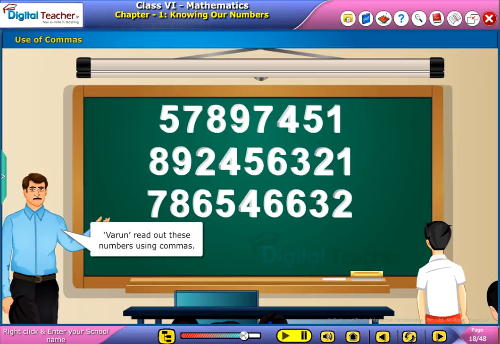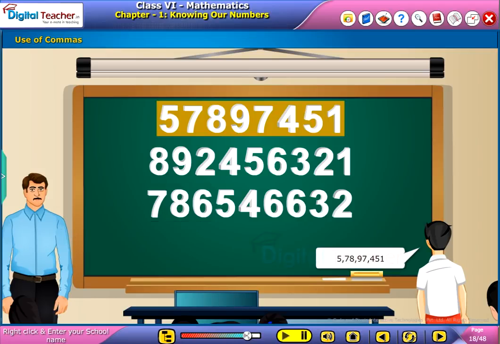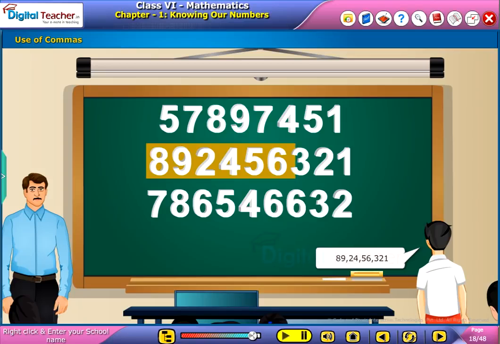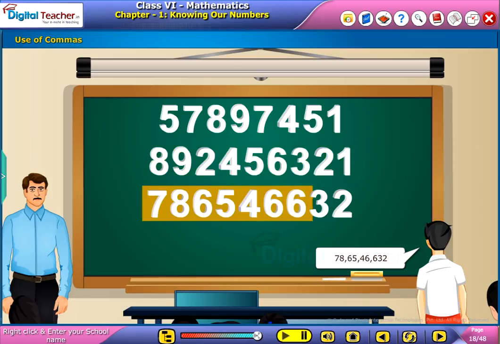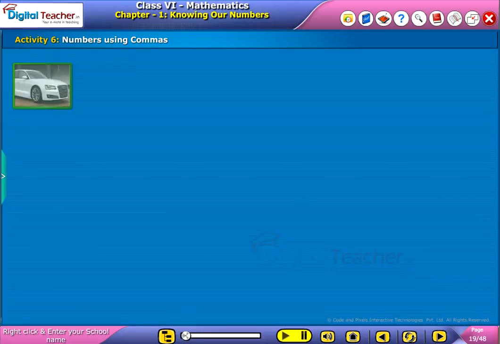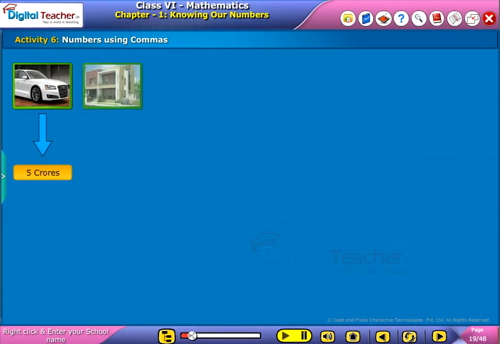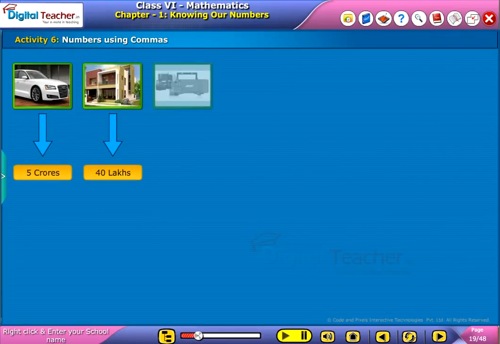Varun, read out these numbers using commas. 5 crore 78 lakh 97,451. 89 crore 24 lakh 56,321. 78 crore 65 lakh 46,632. Let us perform an activity to convert the number names to figures and place commas in proper positions.